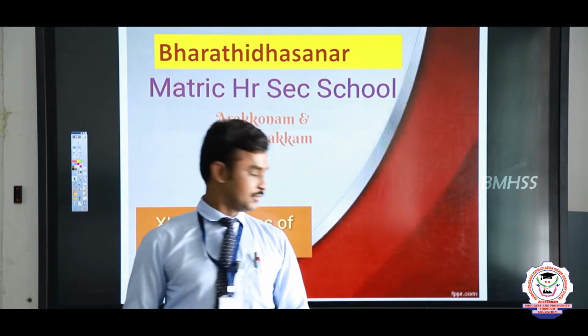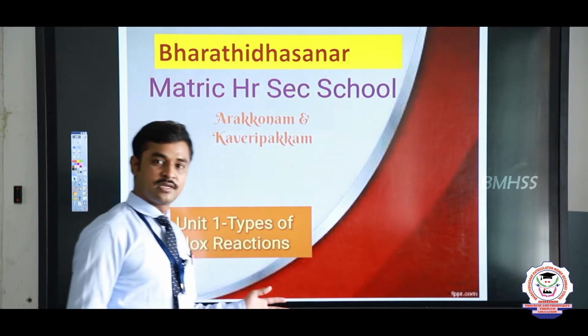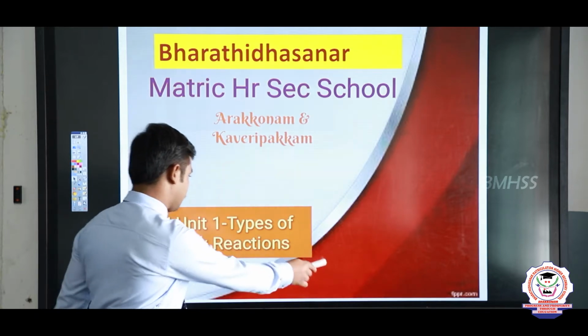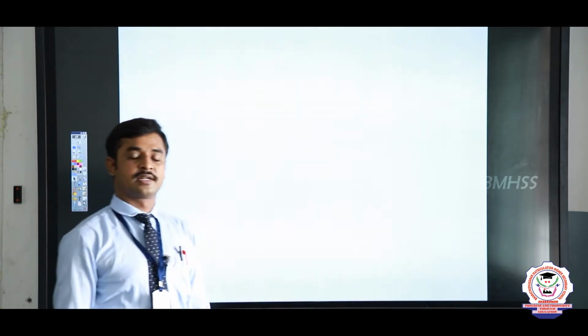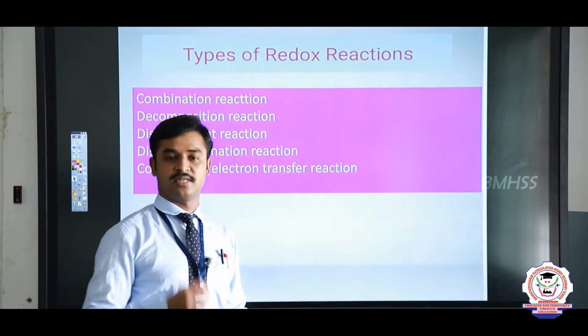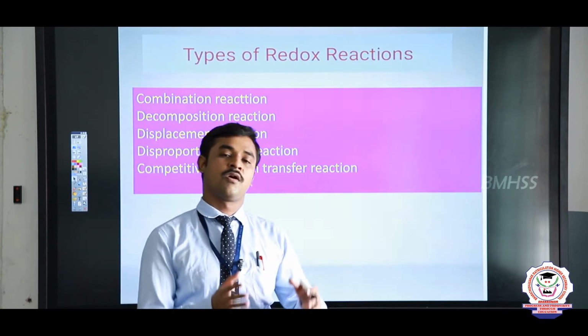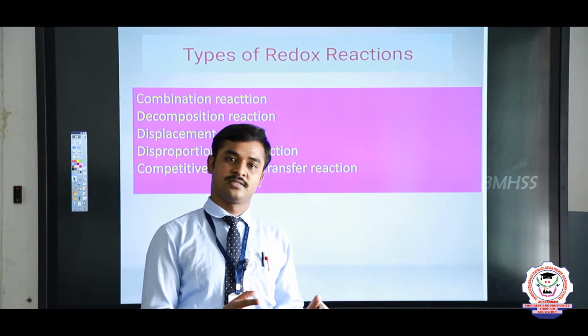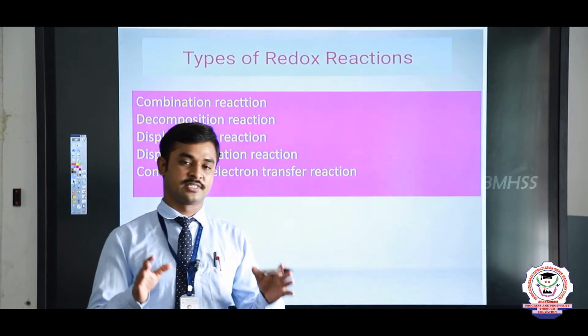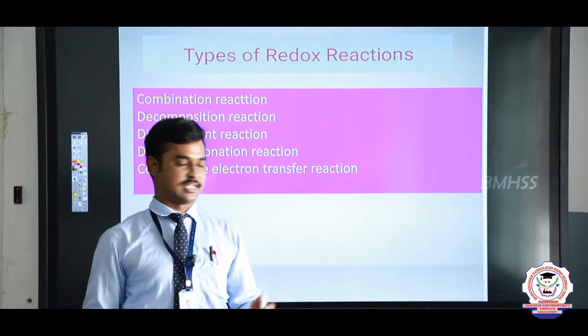Today I am going to teach you 11th Chemistry. Today's topic is types of chemical reactions. That chemical reaction is the redox reaction. What is meant by redox reaction? You already know that both reduction and oxidation take place at a single time. Simultaneously, if reduction and oxidation take place in a reaction, it is a redox reaction.